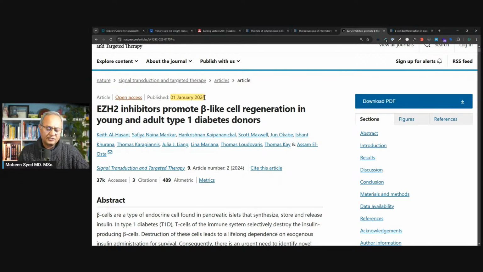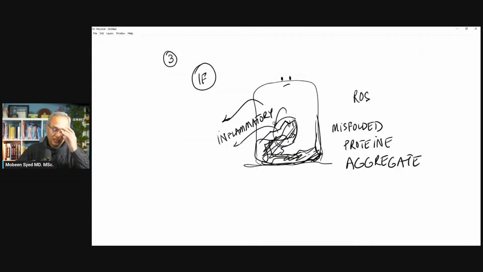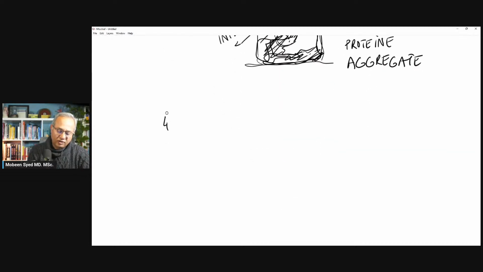This is a study, 1st January 2024. EZH2 inhibitors promote beta cell-like regeneration in young and adult type 1 diabetes donors. So what did they talk about? Do you remember this one? This one was really simple. What they said was, and this is a new understanding of beta cells.